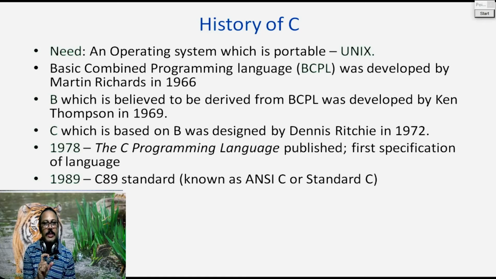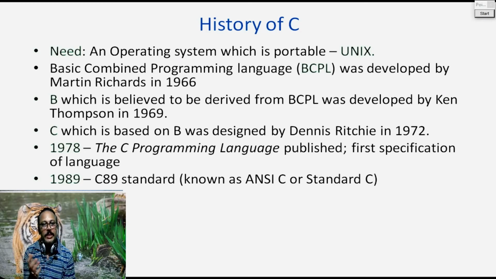It started with the Basic Combined Programming Language, which was developed by Martin Richards. Derived from it is B, which was developed by Ken Thompson, and C is actually again derived from B. That's why it is called C, because it has come from B. And C was designed by Dennis Ritchie. The first specification of the language was published in 1978. That means what the features of the language are, etc.